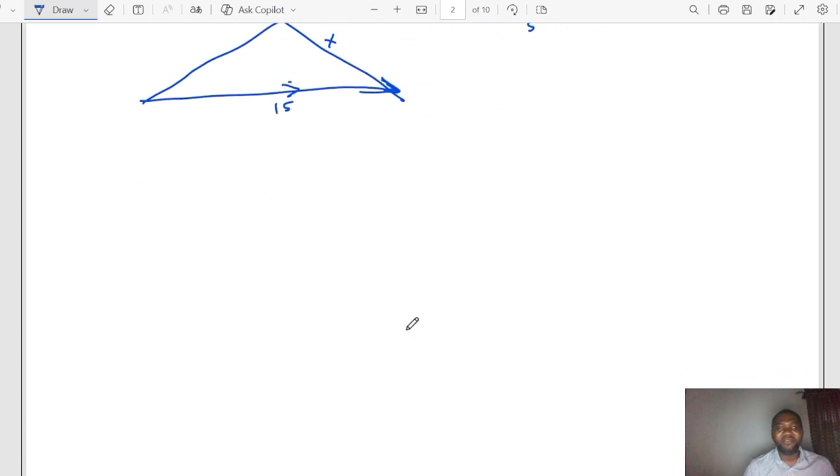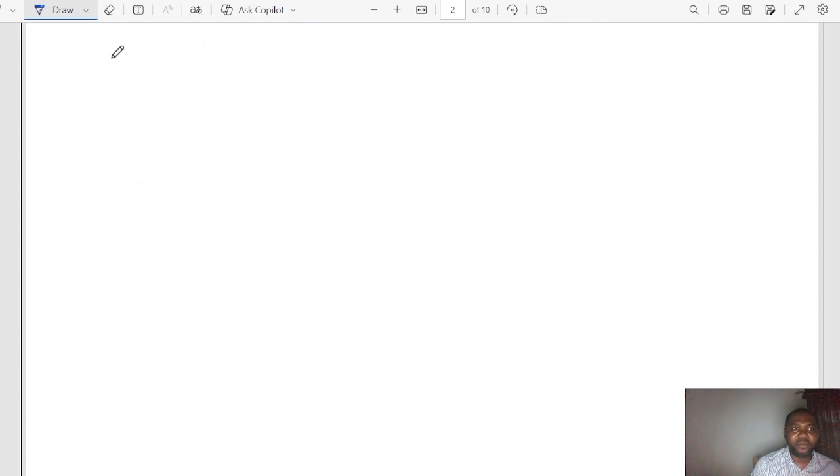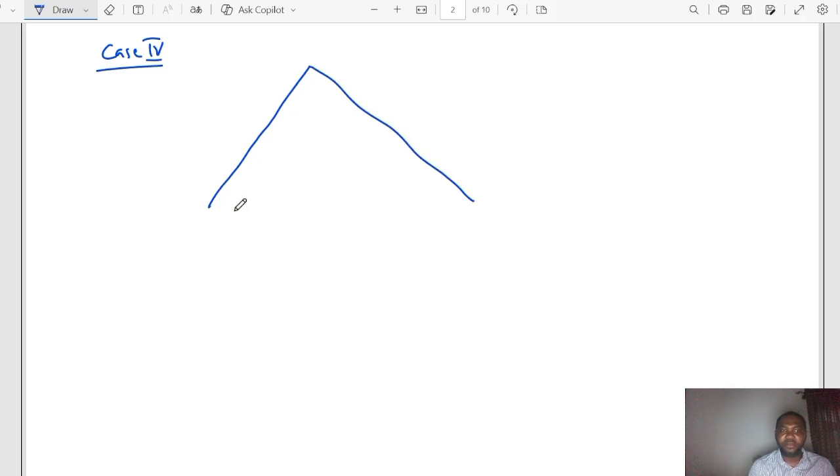Then we have another case. It's called case 4. Now in this case 4, it looks like case 1, but the difference is that in case 1 we drew another line that was parallel to this, but this time around it's not going to be parallel. It's going to look like this. You see, it's not parallel. It's a line like this.